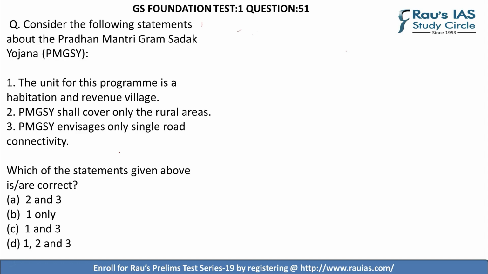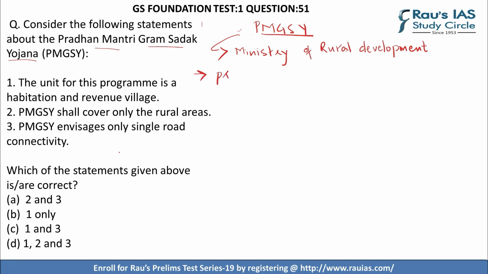Question number 51 is in respect to the Pradhan Mantri Gram Sadak Yojana. Now this scheme is important because it is a flagship scheme for rural development in India, and UPSC in the past years has been asking questions on flagship schemes of the various ministries. The PMGSY is the flagship scheme of the Ministry of Rural Development. The aim of the scheme is to provide connectivity to the remote and unconnected areas in the country via an all-weather road. An all-weather road is a road which is operable throughout the year.